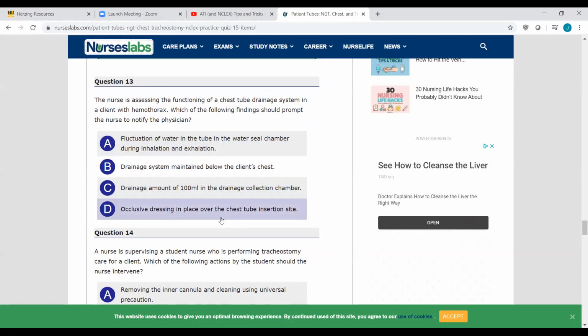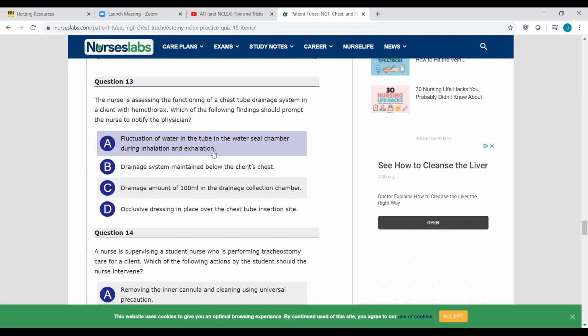So let's look at these options here. Fluctuation of water in the tube in the water sealed chamber during inhalation and exhalation. So yeah, you're gonna see that. When they inhale and exhale, you're gonna see stuff go back and forth. That's totally normal. Drainage system maintained below the client's chest. Yes, you would like to see that because if you have it up too high, it's not gonna drain right. That doesn't make sense.